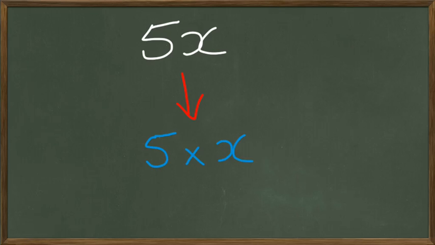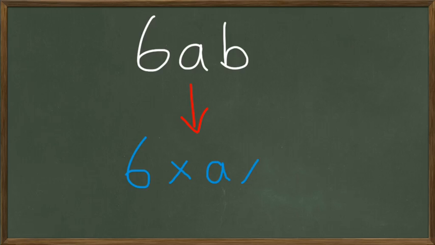Let's get started. Now just before we get started, just remember that when we have something like 5x, this is the same thing as saying 5 times x. Or in other words, if we have 6ab, 6ab would be the same as 6 times a times b.